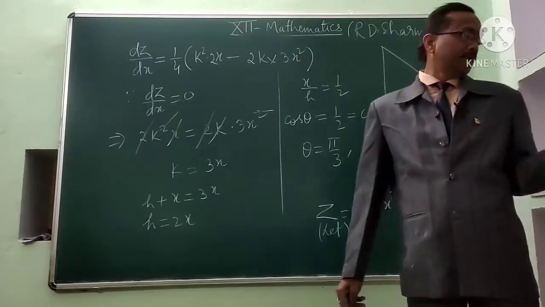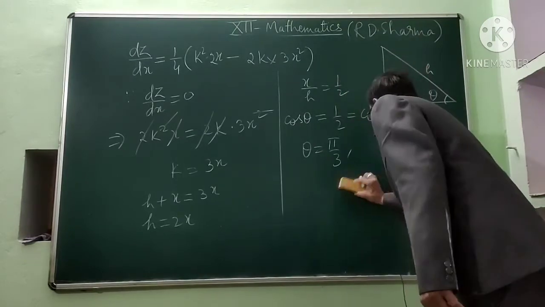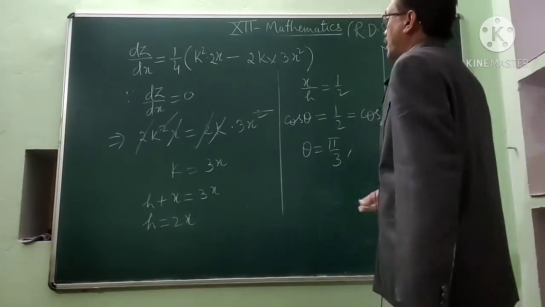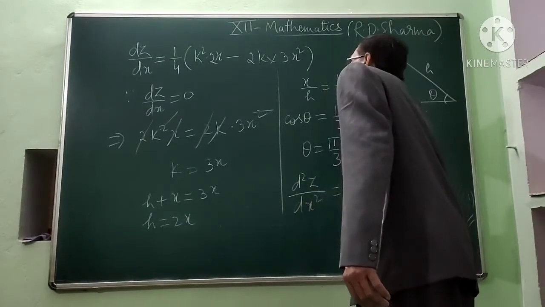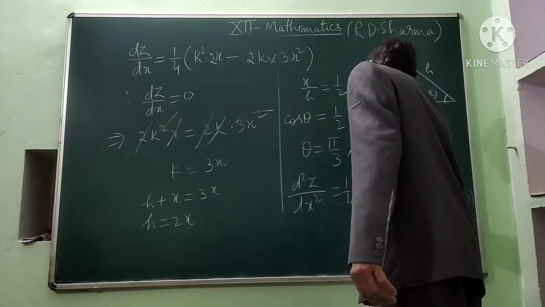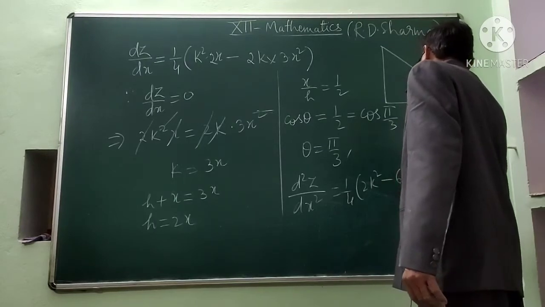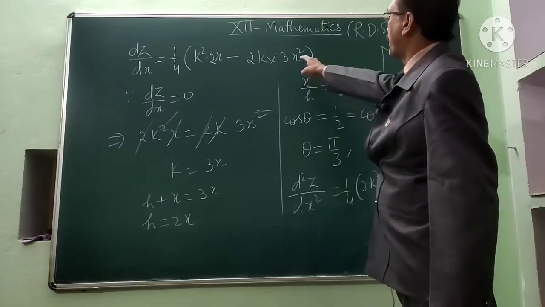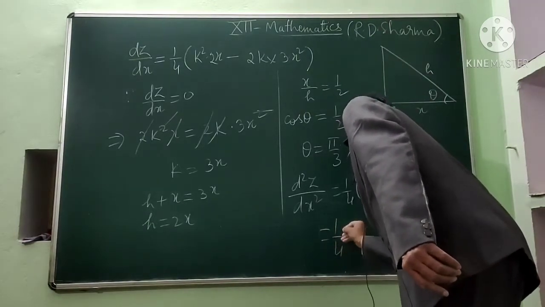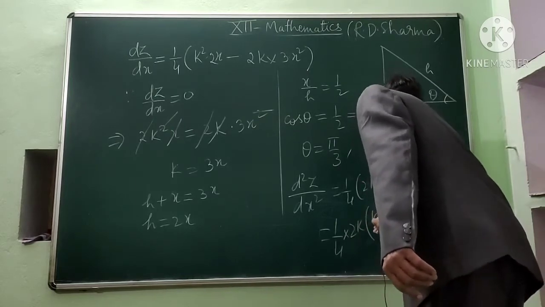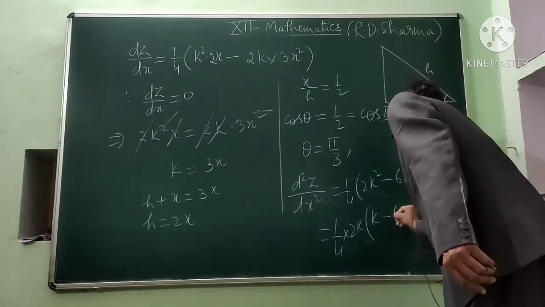Again we will find the second order derivative. d2z over dx square is 1 upon 4 into 2k square minus 6k into 2x. Derivative of x square is 2x. Here 2k common into k minus 6x.